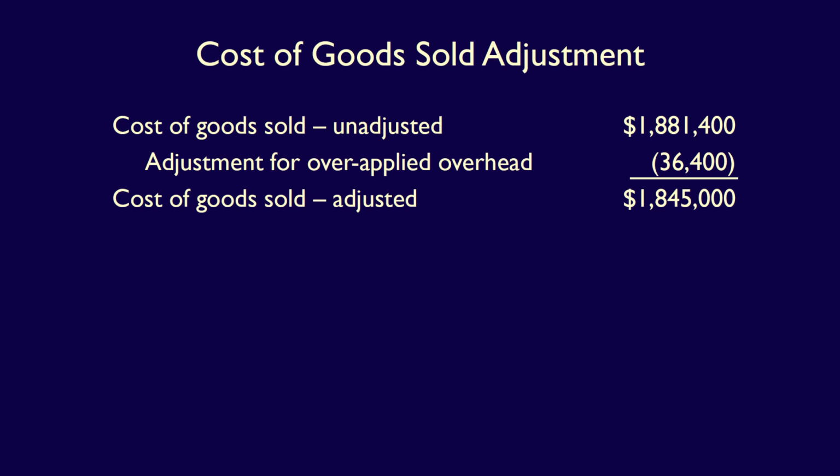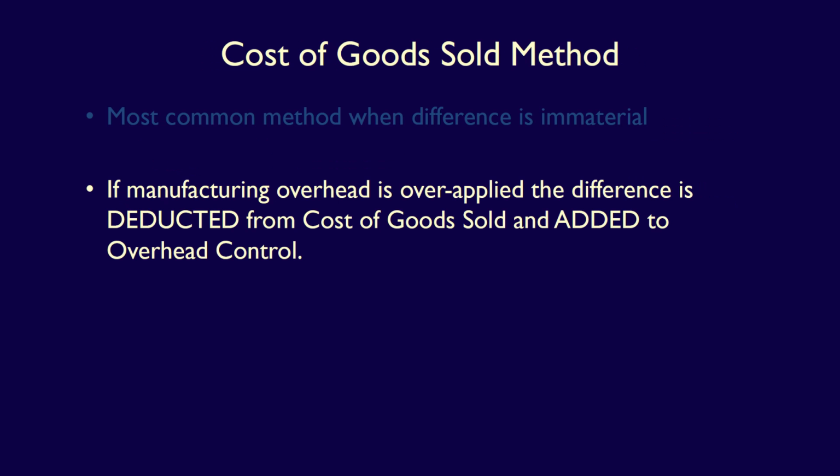$1,881,400 minus $36,400 is equal to $1,845,000, which is the adjusted amount that will be transferred to the income statement as the final cost of goods sold amount. Notice that when the adjustment is made for overapplied manufacturing overhead, the cost of goods sold is reduced, which means that Camilla's gross profit and profit will increase. So when manufacturing overhead is overapplied, the difference is deducted from cost of goods sold and added to the overhead control, so that the overhead control will be equal to zero at the end of the year.